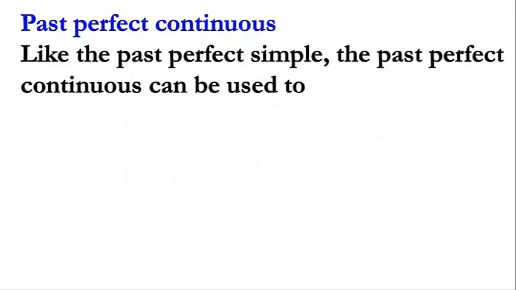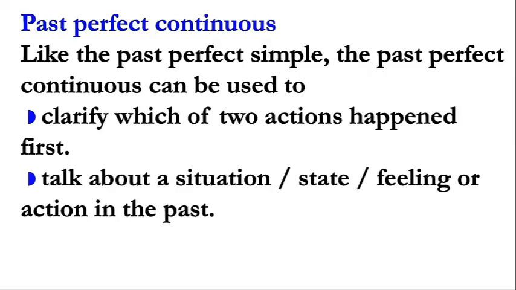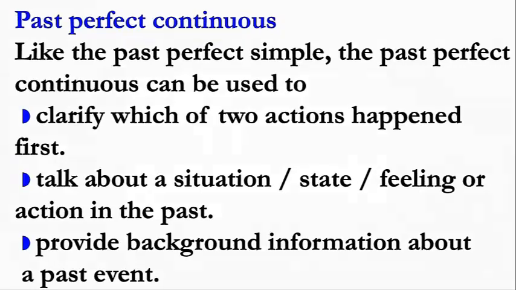What about past perfect continuous? Like the past perfect simple, the past perfect continuous can be used to clarify which of two actions happened first. What else? To talk about a situation, state, feeling, or action in the past. To provide background information about past events.